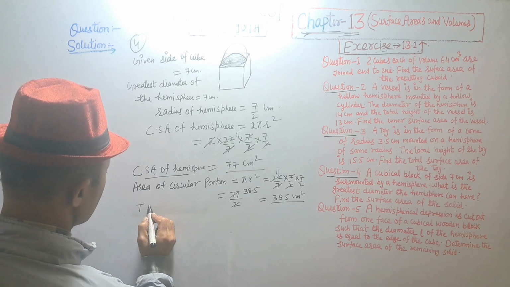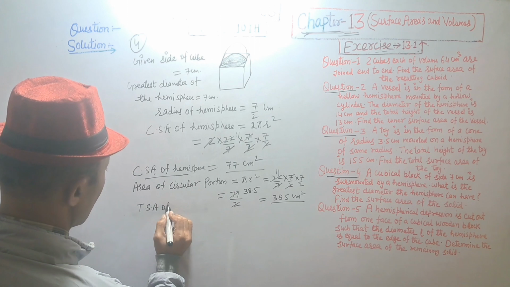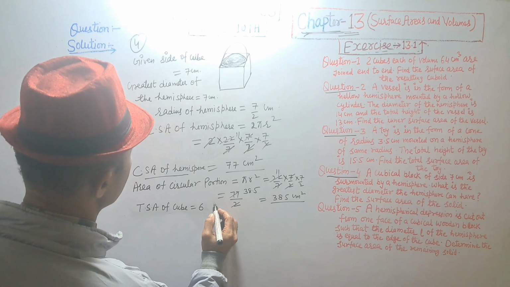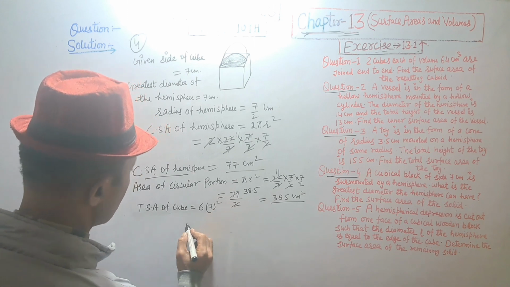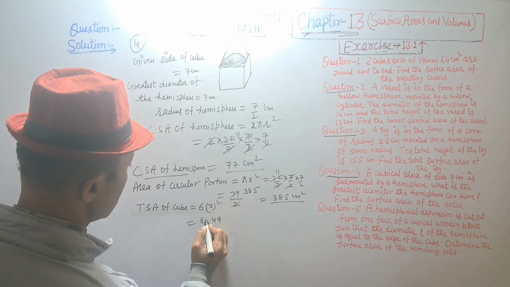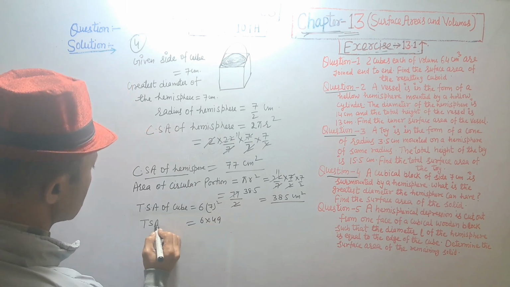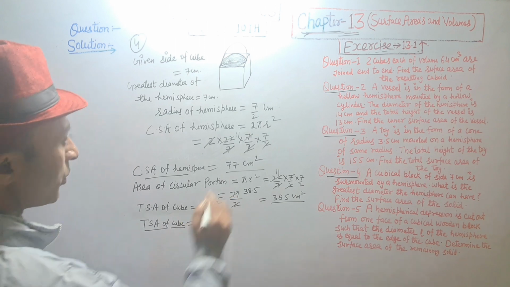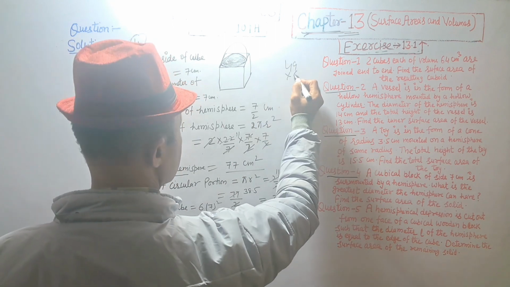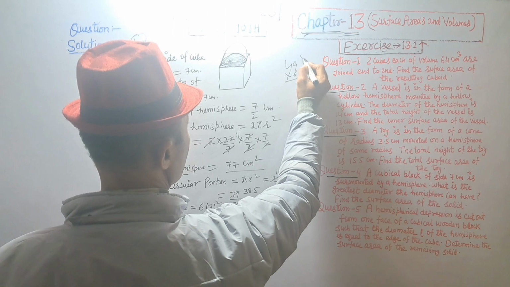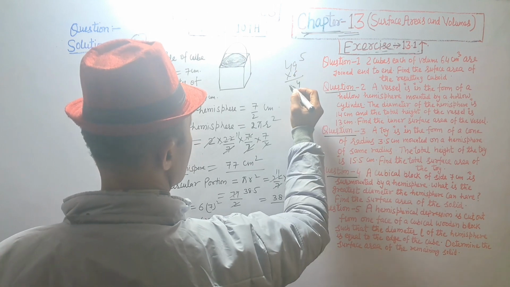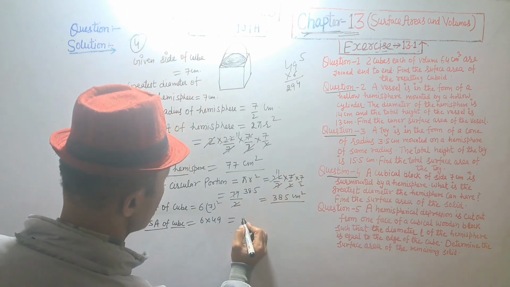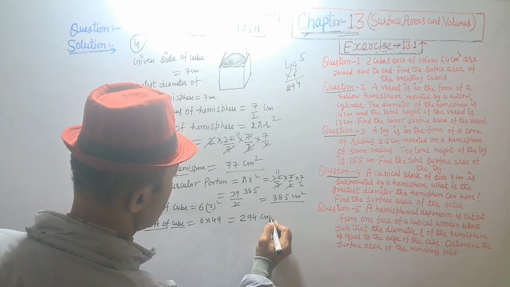Total surface area of cube is equal to 6 into side square. Side is 7 square, that is 49. TSA of cube. Total surface area of cube is 49 multiplied by 6. 9 6s are 54. 5 carry 6 4s are 24. 24 plus 5 is 29. That is equal to 294 centimeter square.